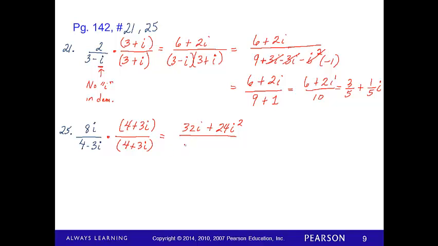Divided by, and let's multiply out the bottom. Verify that you get what I get. So I have 16 plus 9. Okay, so now let's clean this up. Let me verify that, 16 plus 9. I squared is negative 1. So this becomes negative 24 plus 32i divided by 25. And again, you must separate your real and your imaginary part. So it's negative 24 divided by 25 plus 32 divided by 25 i.